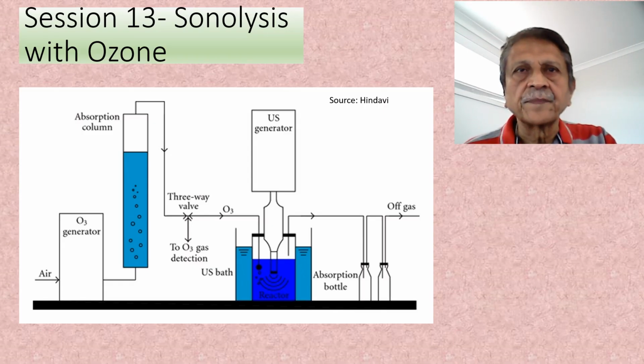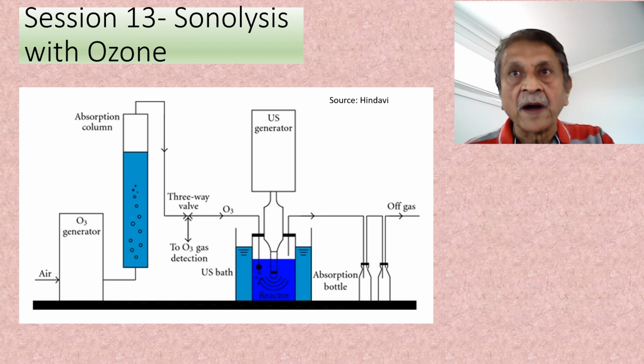This is the diagram of using pyrolysis with ozone to provide hydroxide free radicals. The ozone is taken through an absorption column, and it is directed into the generator in a bar where the ultrasound is effected. Then the ozone is converted to free radical, and off gas, particularly oxygen, is liberated.